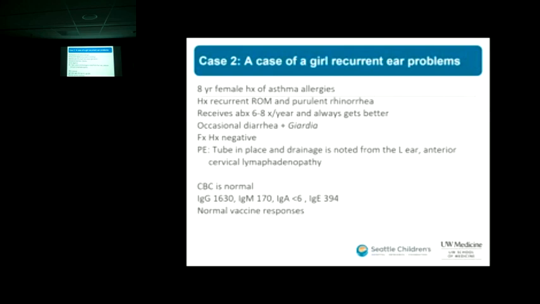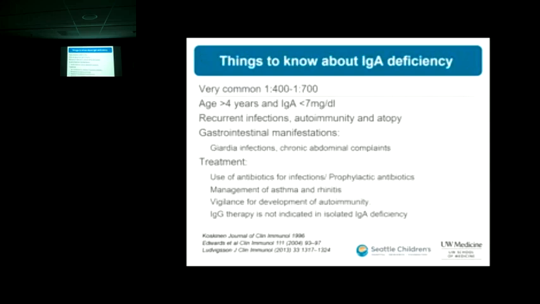And this is, again, the standard, simple laboratory testing, which includes a normal CBC, a set of immunoglobulins that's pertinent for absent IgA, and she has absolutely normal vaccine responses. So, things that you should know about IgA deficiency, which I'm sure many of you follow, it's fairly common.